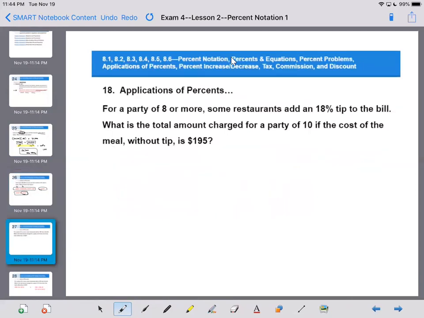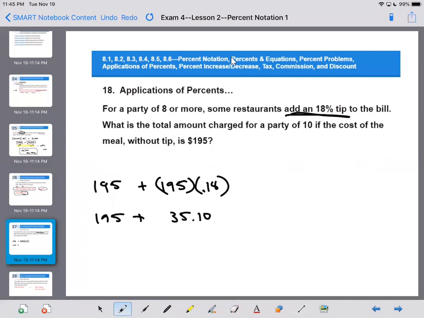Certain restaurants do a 15% tip if you've got several people in your party. So if we take $195 as the total cost without the tip, and we want to take 18% of that, one way to do this is to take 18% of 195, but then we'll end up adding that to 195. So 18% of 195 is about $35.10.